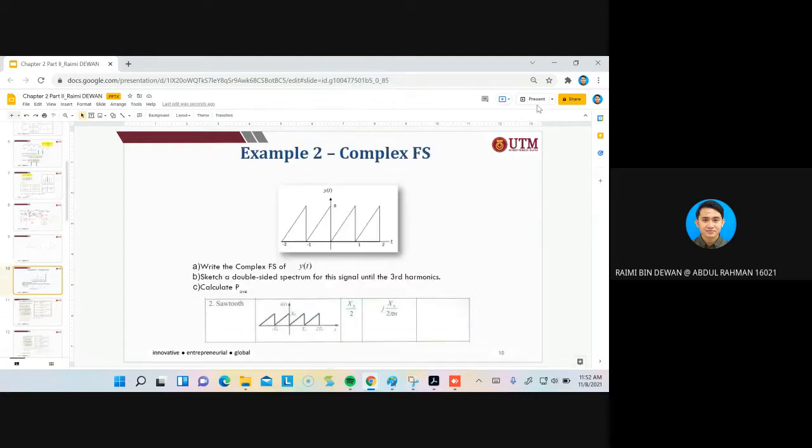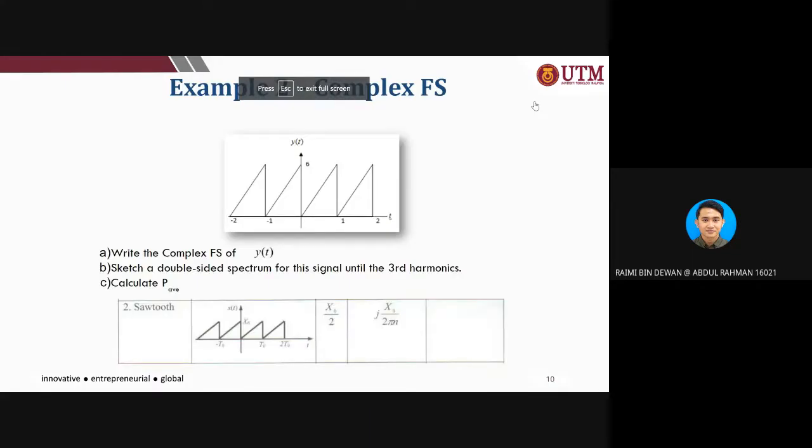Then we go to the next example. Write the complex Fourier series of y(t). Sketch a double-sided spectrum for this up to the third harmonic, meaning n equals 3. Then we need to calculate our average power. This is a sawtooth signal. So sketch a double-sided spectrum and calculate.